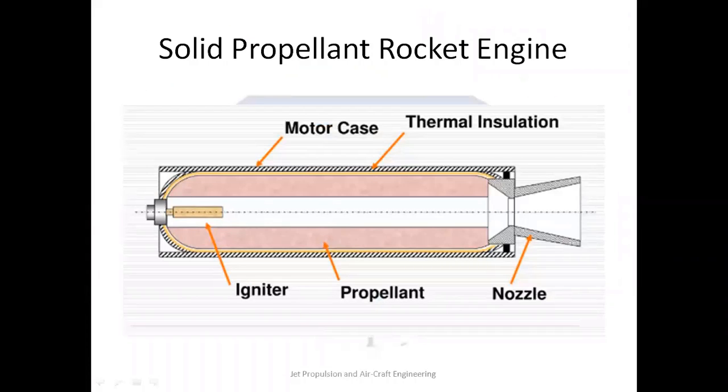Now you can see the diagram on the slide, which is the schematic diagram of a solid propellant rocket engine. The main components of these solid propellant rocket engines are the motor case, igniter, nozzle, and a shield, which is also known as the thermal insulation, which is provided to reduce the heat transfer.